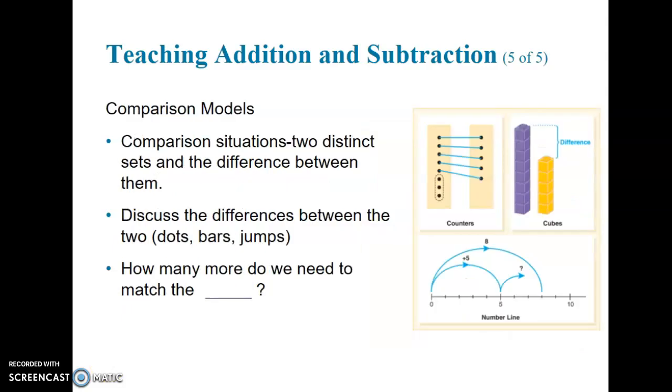Discuss the difference between the two bars to generate the third number. If the students make a bar of 10 and a bar of 6, ask how many more do we need to match the bar of 10. The unmatched cubes in the larger bar show the difference is 4.